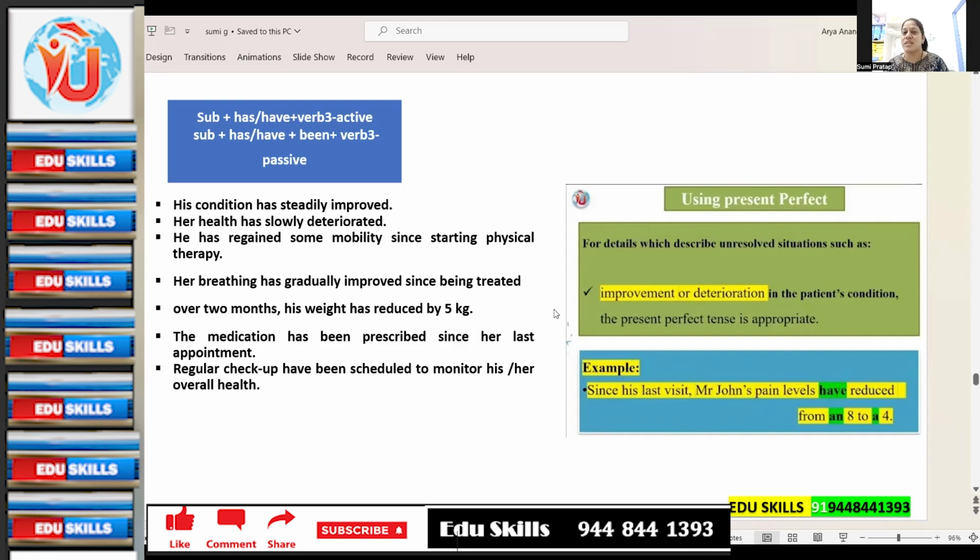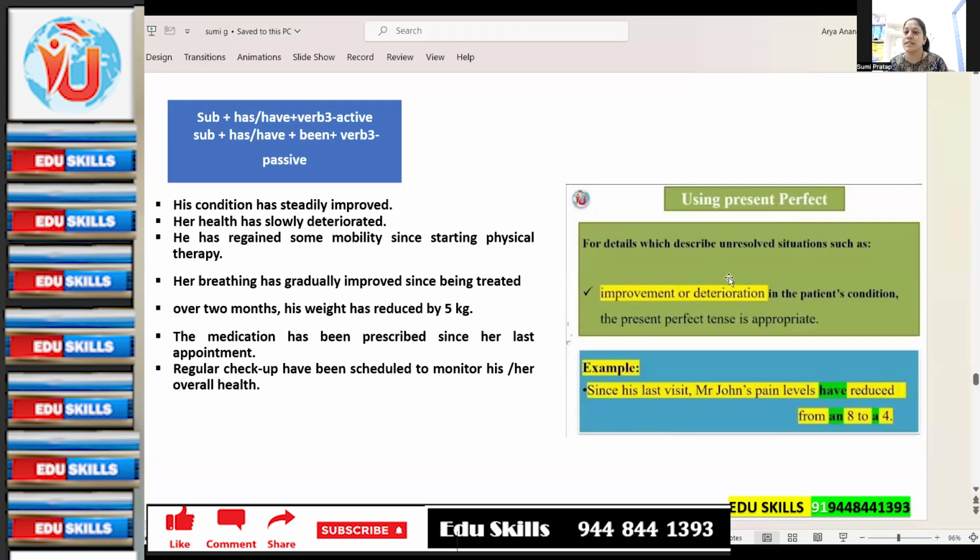Okay, just follow that because we forgot to take that. Regular checkups have been scheduled to monitor his or her overall health. Okay, we can see on the left side, for example, where to use the present perfect: for details which describe unresolved situations, such as improvement or deterioration in the patient's condition. So that is the time we have to use this present perfect.